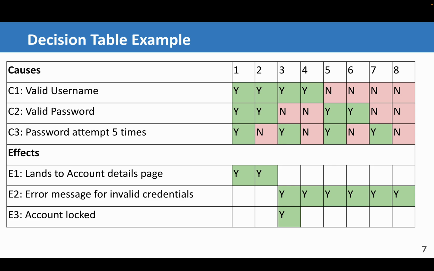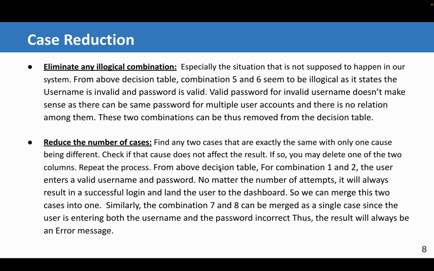If the user enters an invalid password, like in case 3, then there will be another effect: the account will be locked. But here, whether the attempt is the 5th time, the 4th time or otherwise, they will land on the account detail page. So combinations 1 and 2 we can merge into one. If we test one of those combinations, that should be enough.